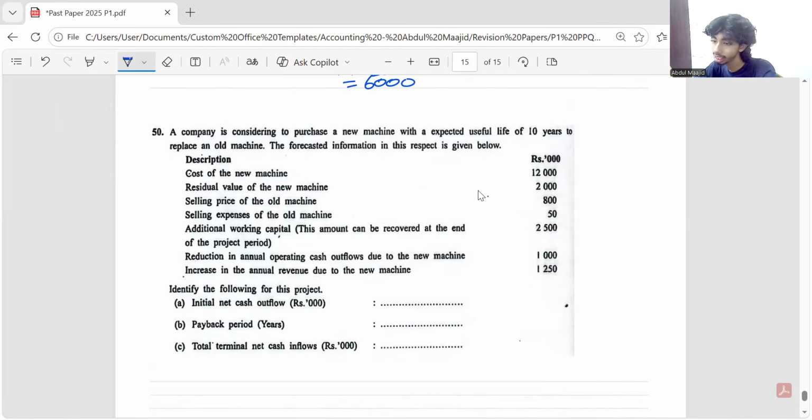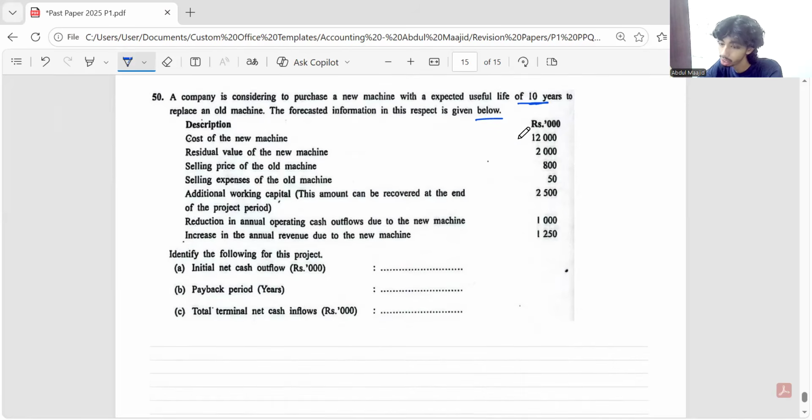A company is considering to purchase a new machine with an expected useful life of 10 years to replace an old machine. The forecasted information in this respect is given below. First, they ask for the initial net cash outflow. Then you should deduct from the outflows of year 0 any inflows of year 0 and get the net cash outflow. So cost of the machine, 12,000. Residual value you will get at the end of that 10 years.